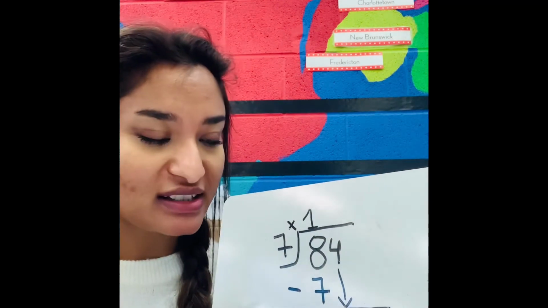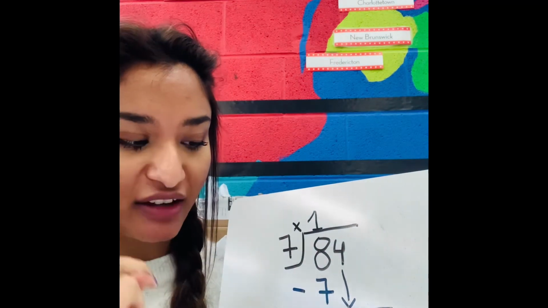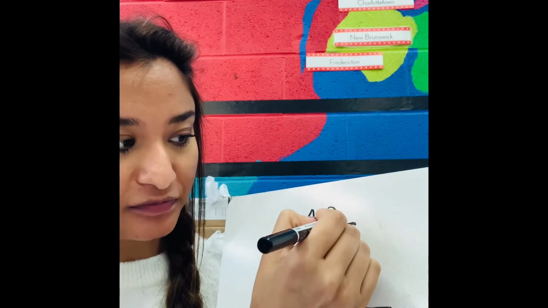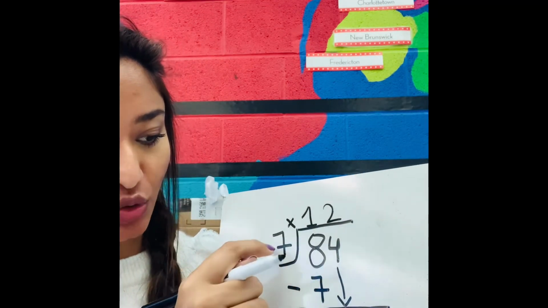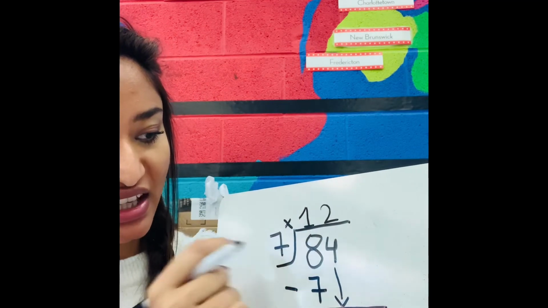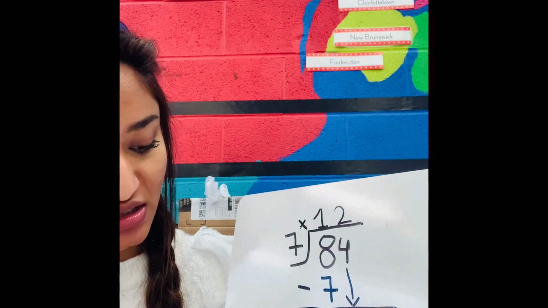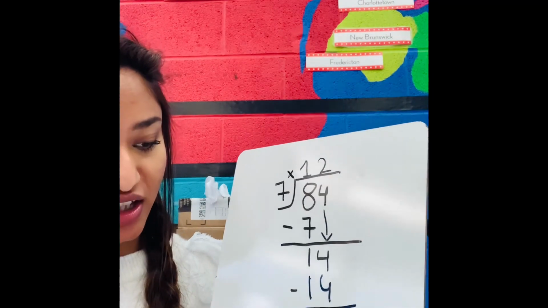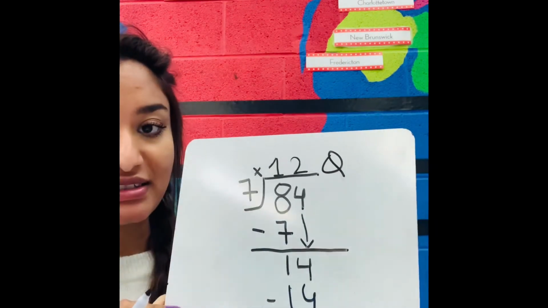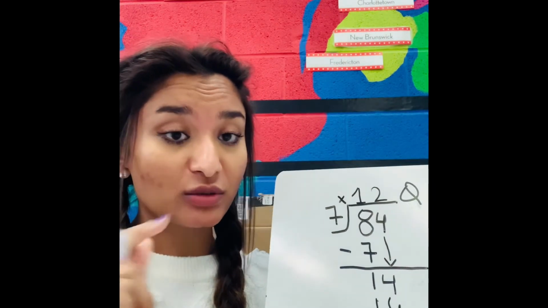If I know my 7 times table, I would know that I need 2 7s to make 14. So I took 2 7s, then I need to multiply it. 2 times 7 gives me 14. I'm left with nothing. So my remainder is 0. My quotient is 12. Okay, let's do one more question.